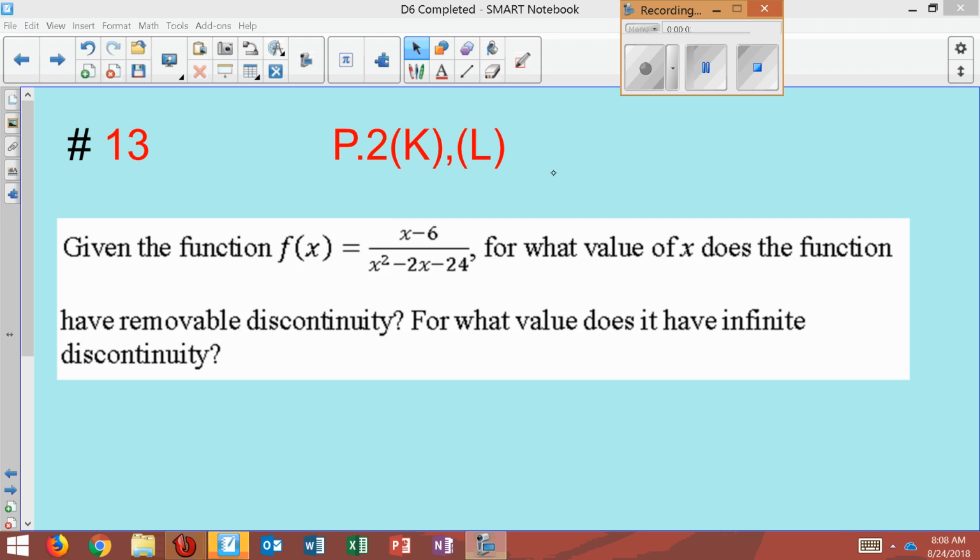Number 13, given the function f of x equals x minus 6 over x squared minus 2x minus 24, for what value of x does the function have removable discontinuity? For what value does it have an infinite discontinuity?